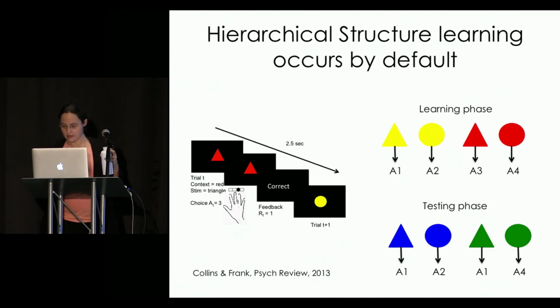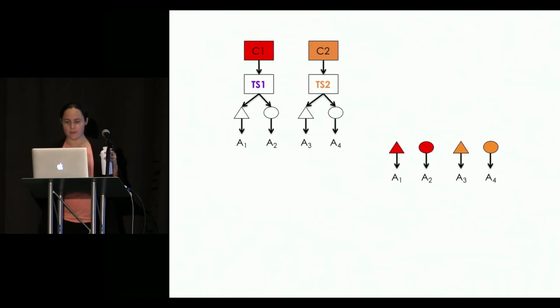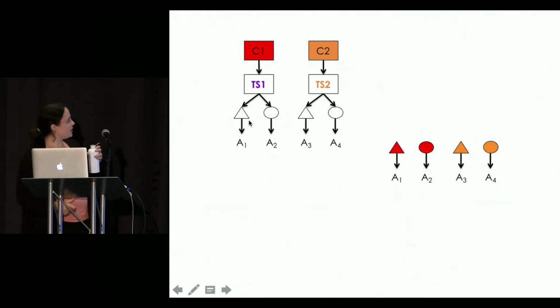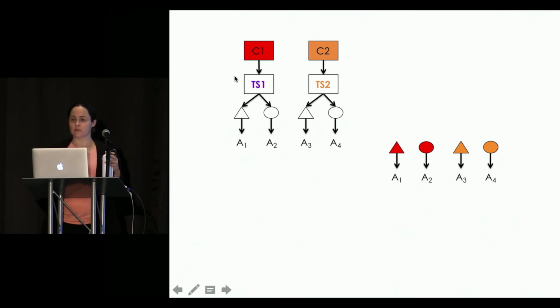So the idea here is that this is a task that during the learning phase could perfectly well be learned with no structure whatsoever. You could just represent those four stimuli independently of each other and learn those four associations. Instead, you could use the color as a context that constrains the selection of the task set, and this time the task set does not care about the color anymore, and will select actions in response to the shapes.